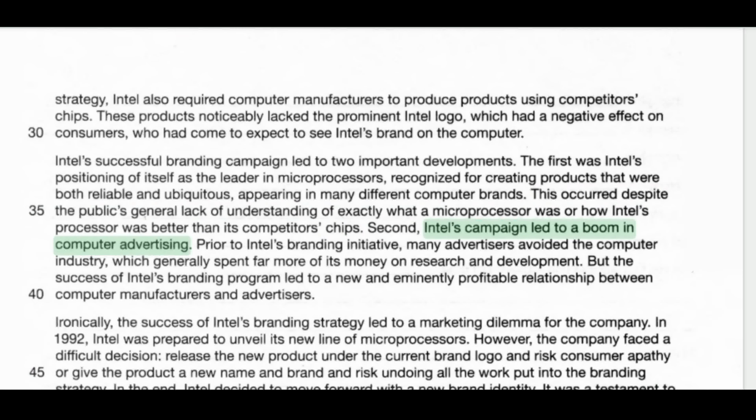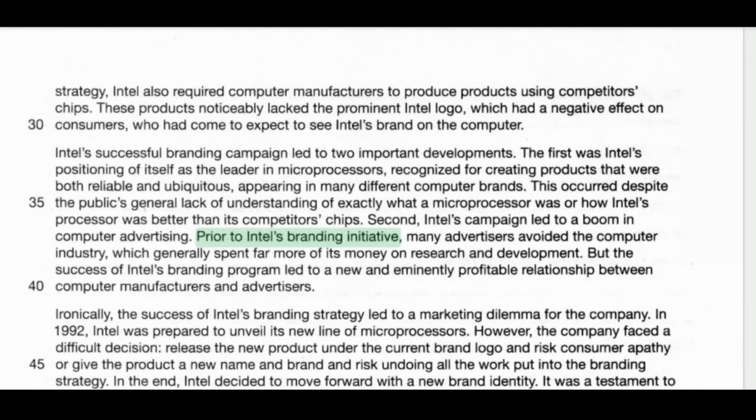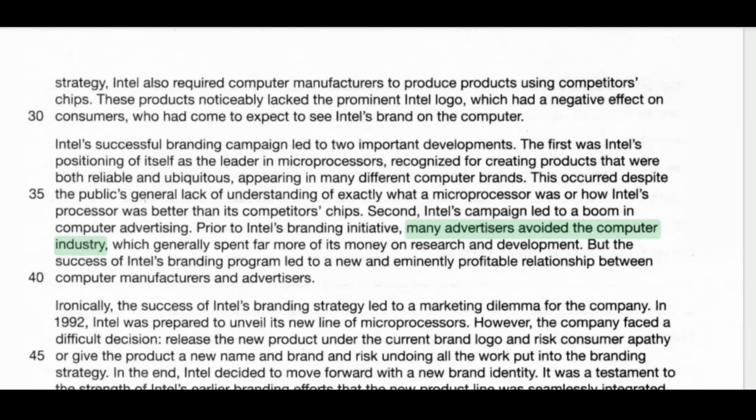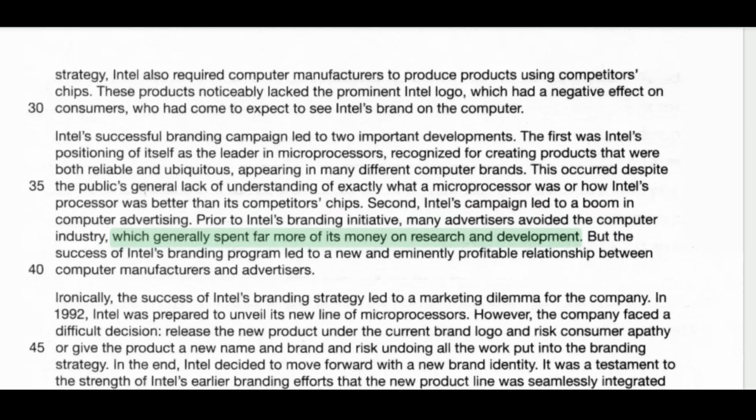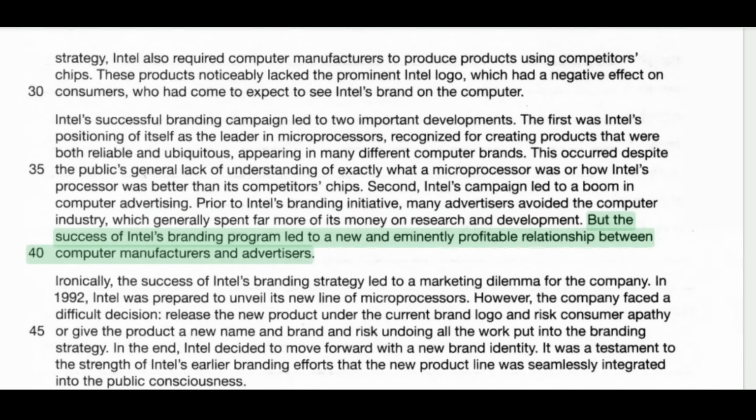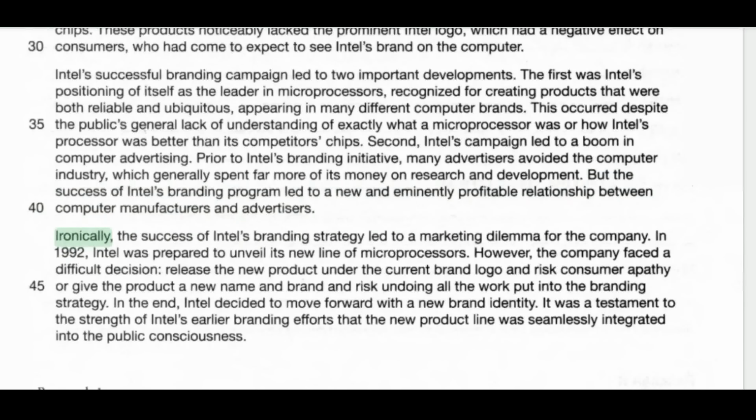Second, Intel's campaign led to a boom in computer advertising. Prior to Intel's branding initiative, many advertisers avoided the computer industry, which generally spent far more of its money on research and development. But the success of Intel's branding program led to a new and eminently profitable relationship between computer manufacturers and advertisers. Ironically, the success of Intel's branding strategy led to a marketing dilemma for the company.